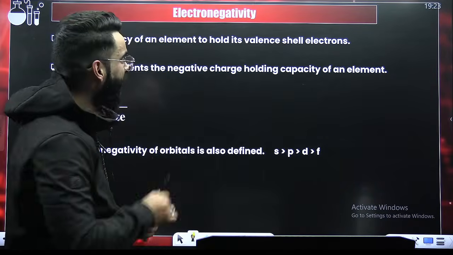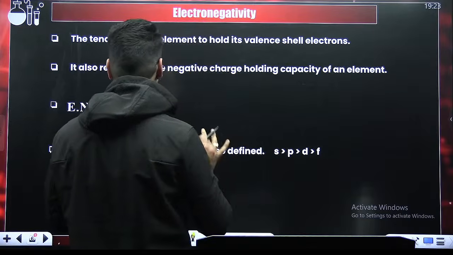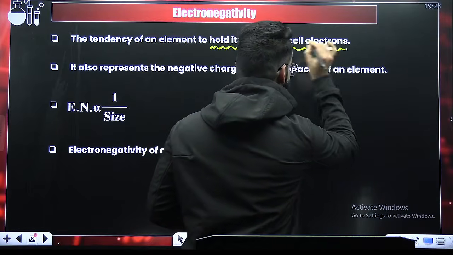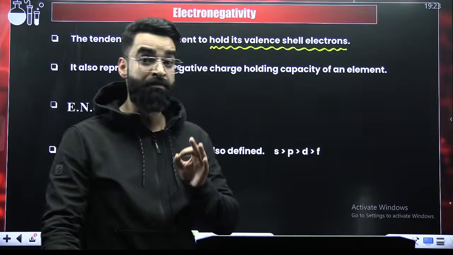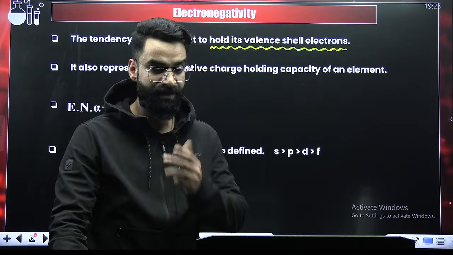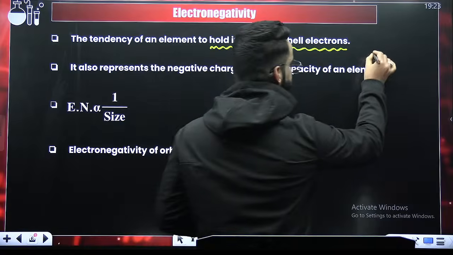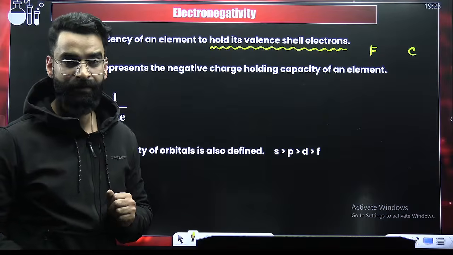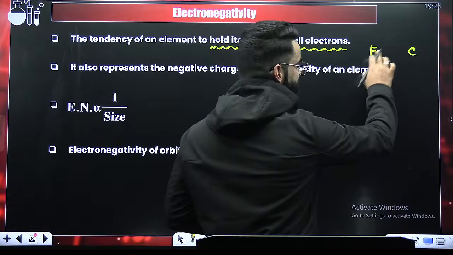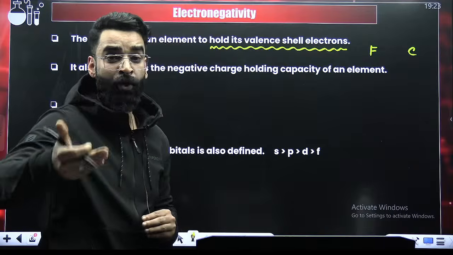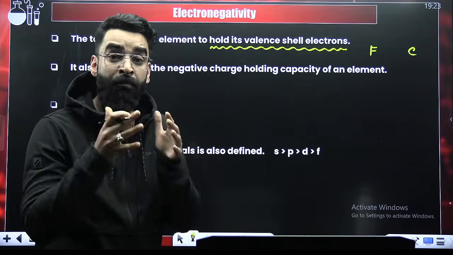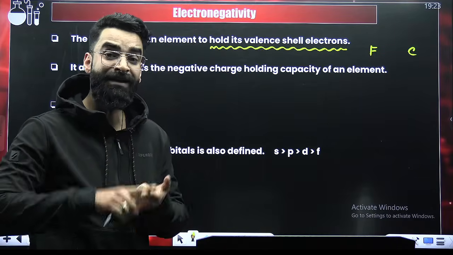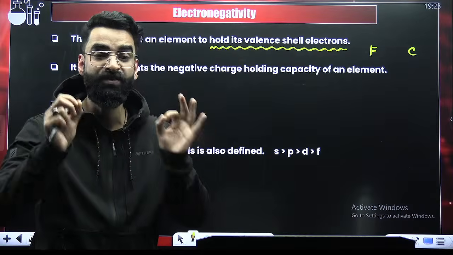So I would say a more electronegative element has got more tendency to hold its valence electrons. For example, if you talk about fluorine and carbon, I've selected 2 elements here. Since fluorine is more electronegative than carbon, that means fluorine has got more tendency to hold its valence electrons. So a more electronegative element has got more tendency to hold its valence electrons.